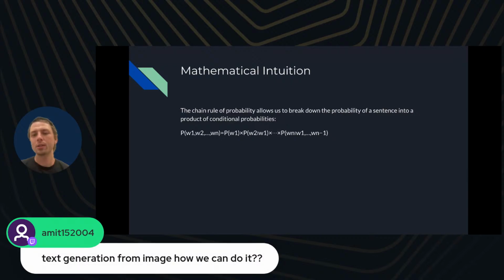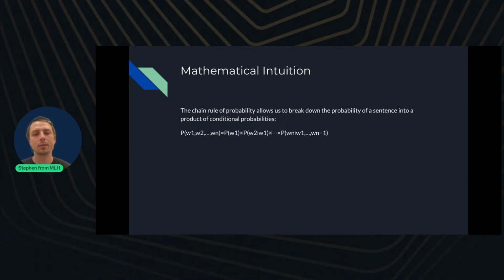Amit, I love your question, text generation from image. But I think I'm probably not the best person to ask about that because I haven't really done that. But you could use a Vision Transformer, for example, to break the image into tokens and then build a separate model that could handle that. But yeah, I'm not sure. That's a good question.